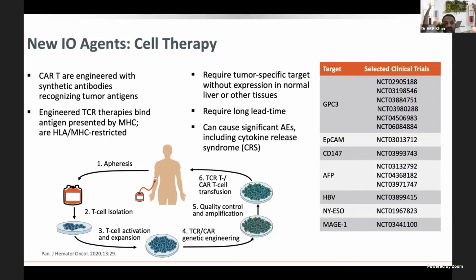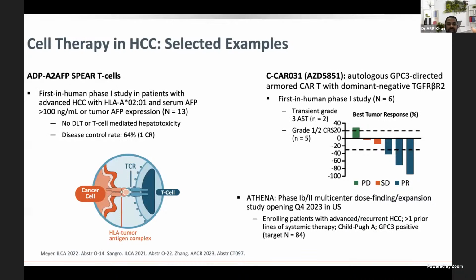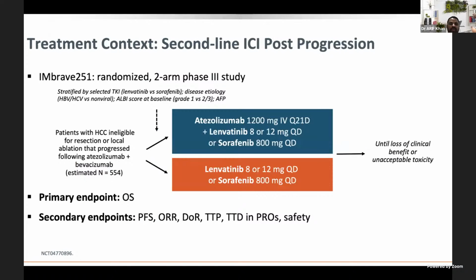CAR T cell therapy has been proven beyond doubt in hematological malignancies, but it is now being considered in many solid malignancies, including HCC. For CAR T cells, multiple products are still being tested in phase 1 and phase 2 settings. We also have some trials to guide the management after receiving immunotherapy in the first line, whether we can use the same immunotherapy in the second line. This trial is going to answer that question in the near future.